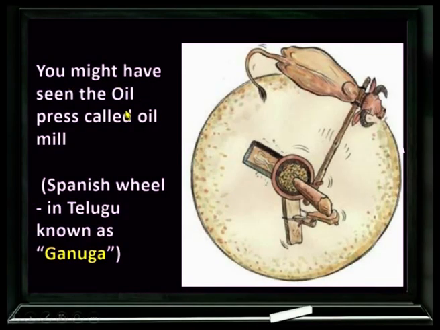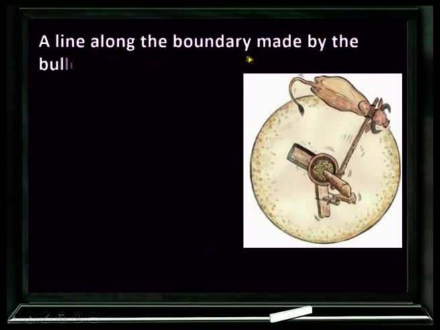You might have seen the oil press called an oil mill. In this, there is the oil press and one bullock will rotate like this so that the oil will come out. This is called a Spanish wheel, or in Telugu we call it Ganuga. A line along the boundary made by the bullock is a circle. The bullock rotates like this, making a circle.